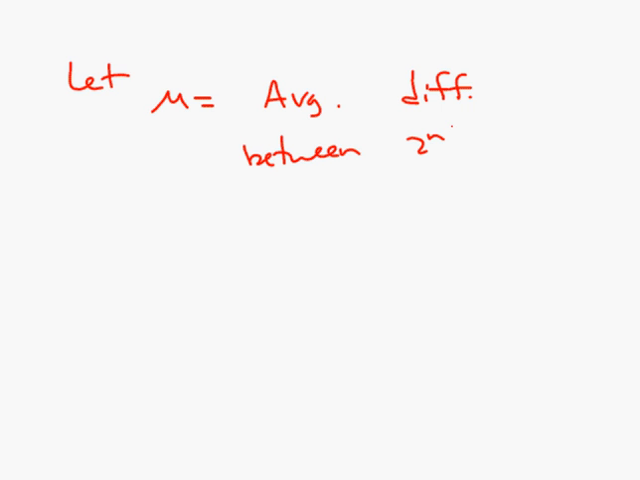All right, so what we're interested in here is looking at a comparison between your second test score and your first test score. So we're going to start by saying this. Let mu equal the average difference between the second SAT score and the first SAT score.